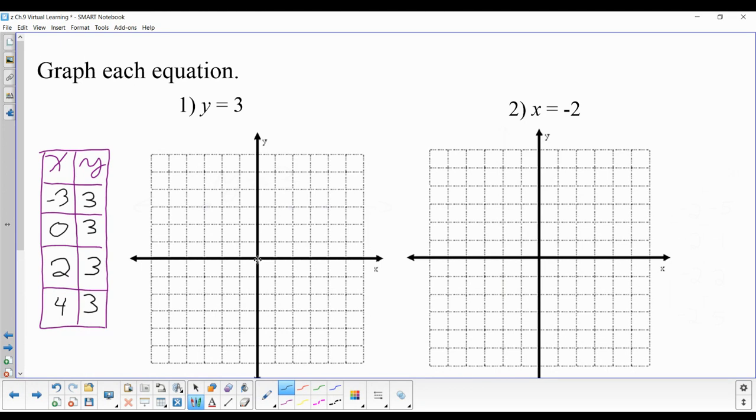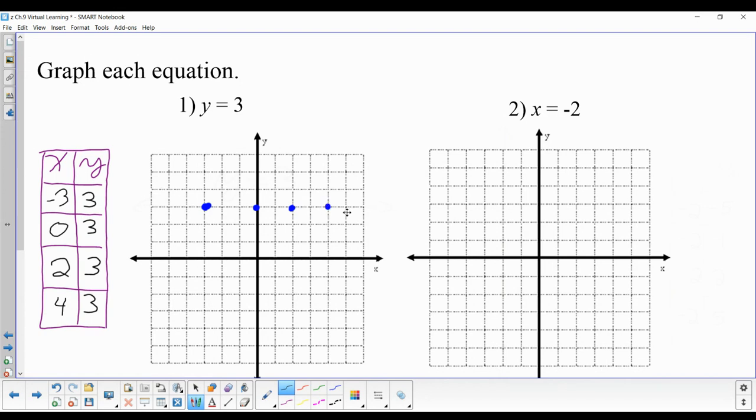Starting at the origin, the first point, -3, 3, means go left 3, and then the 3 means go up 3. 0, 3 means go 0 right or left, up 3. 2, 3 means from the origin, go 2 to the right and then up 3. And 4, 3 means from the origin, go 4 to the right and then up 3.